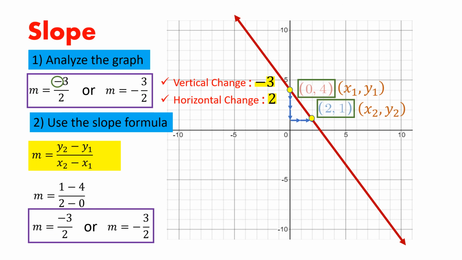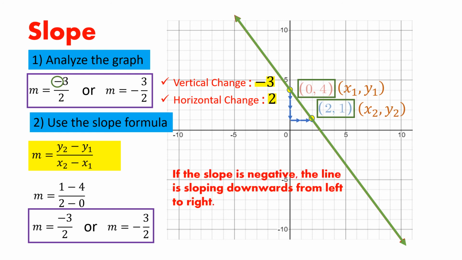The last thing to notice is that since the slope is negative, the line is sloped downwards from left to right. Note that this is always true when the slope is negative.